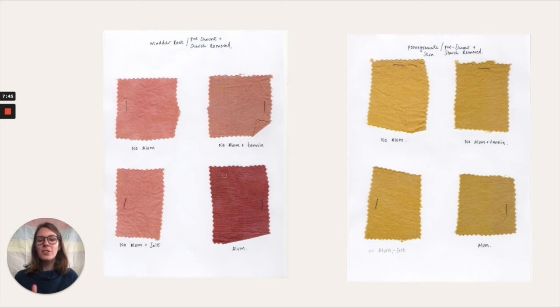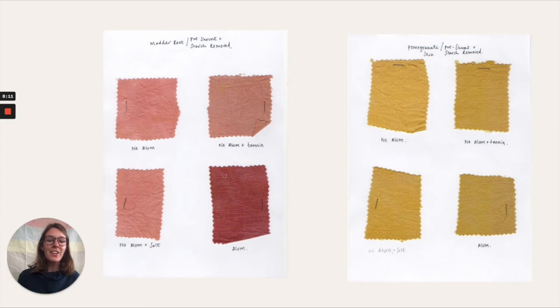And then I've got, you know, 4 different variations. I've got the top square with no alum, the second square with no alum and tannin, the third square with no alum and salt, and then the 4th square with alum. And you can see here with the madder root that the alum has made a really big difference. It's really darkened the colour of the fabric.